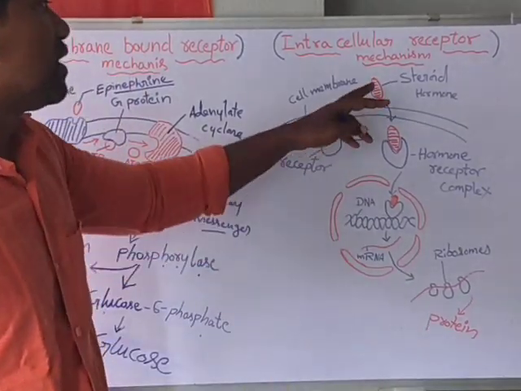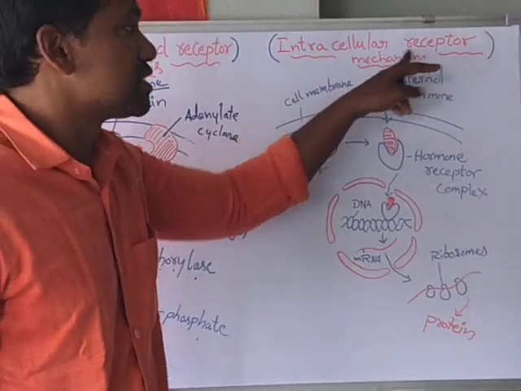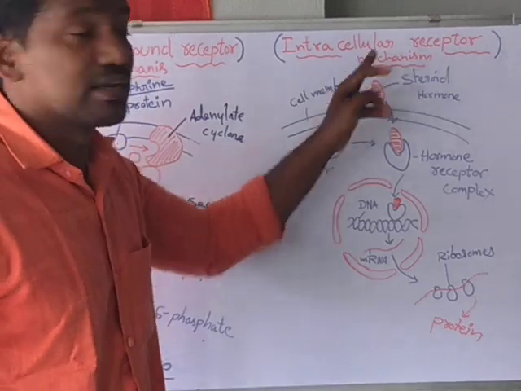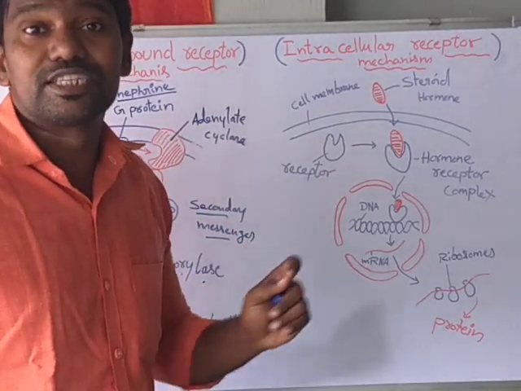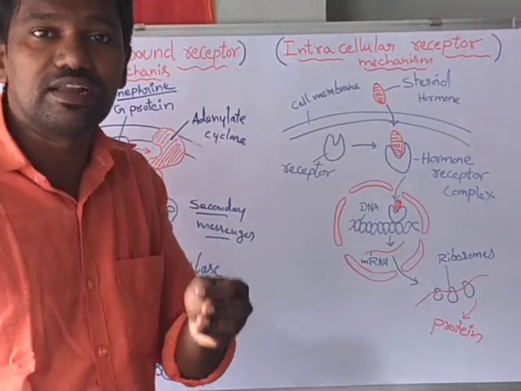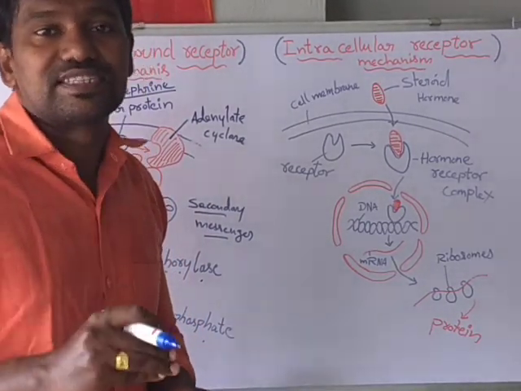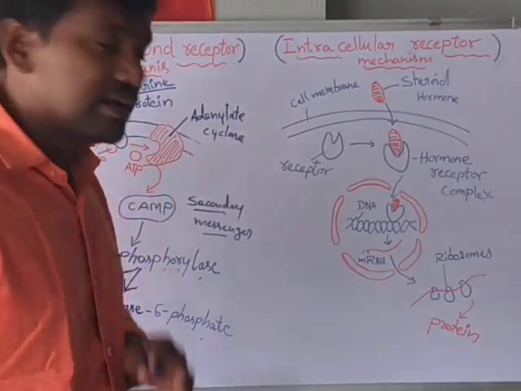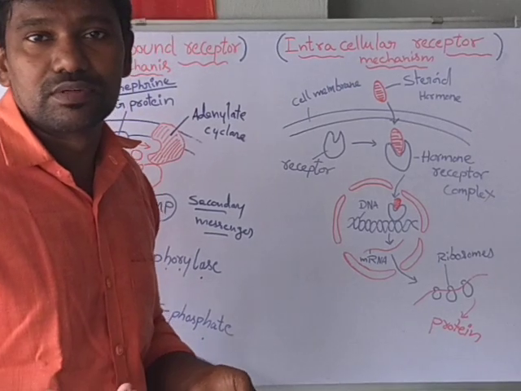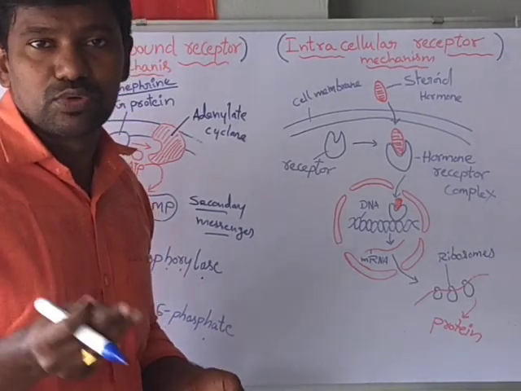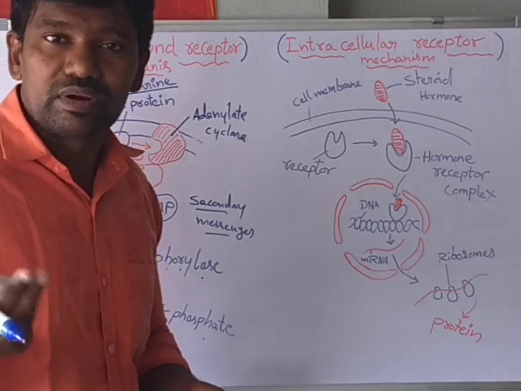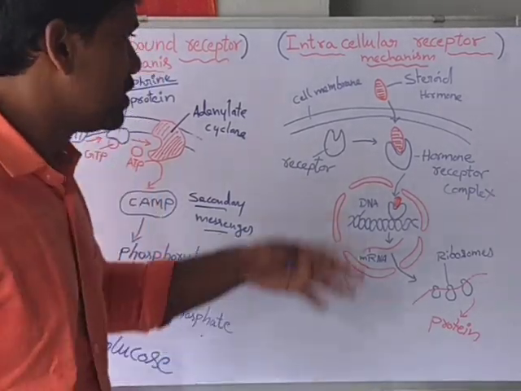Okay, here we see another mechanism, that is the intracellular receptor mechanism. That means hydrophobic hormones. This intracellular receptor mechanism is regulated by the hydrophobic hormones, that means steroid hormones. Those hormones are dissolved in the fats, lipids. For example, steroid hormones means estrogen, testosterone. Those hormones are released from the adrenal cortex, that means glucocorticoids. So these are the steroid hormones.